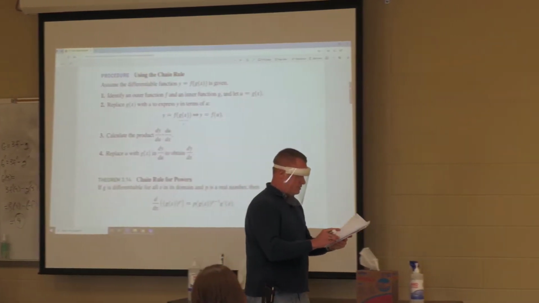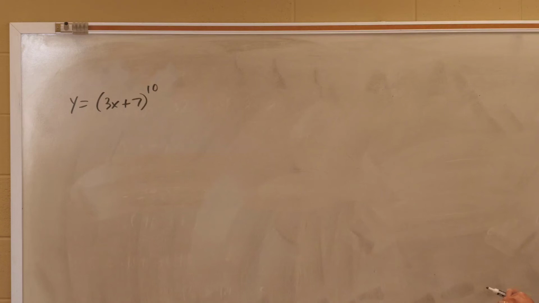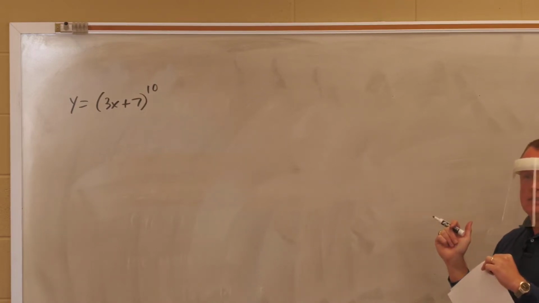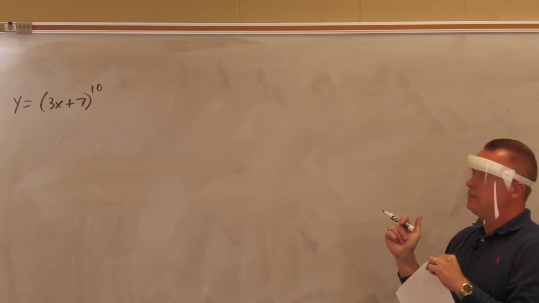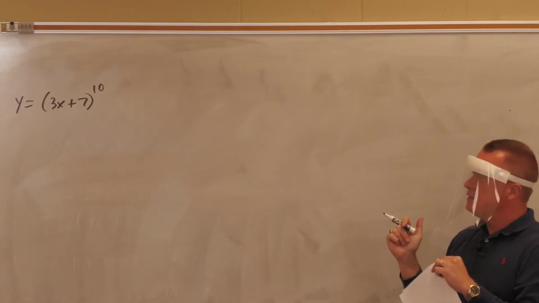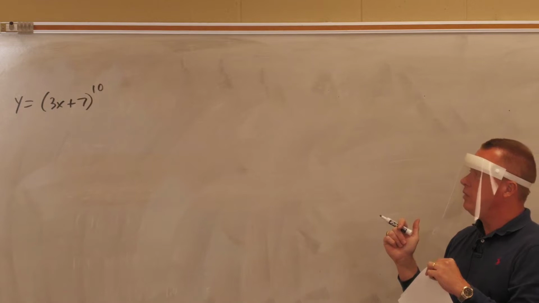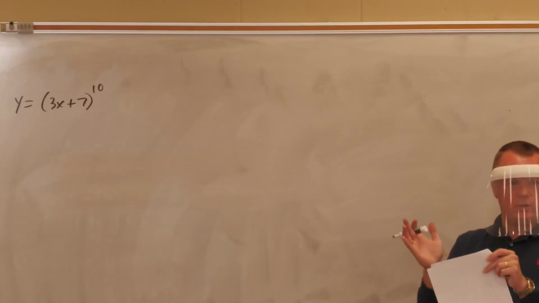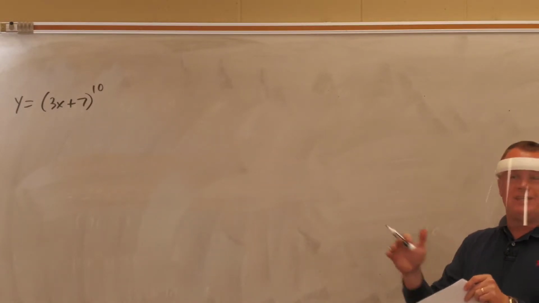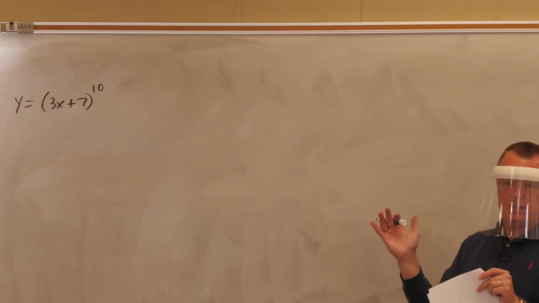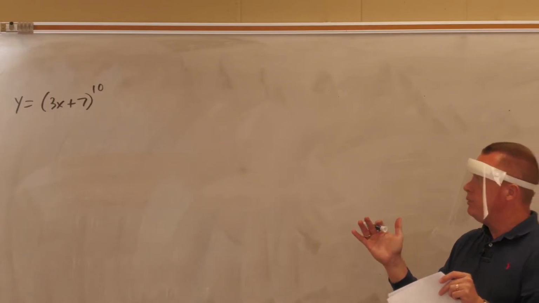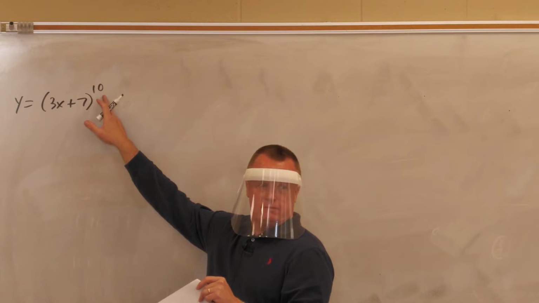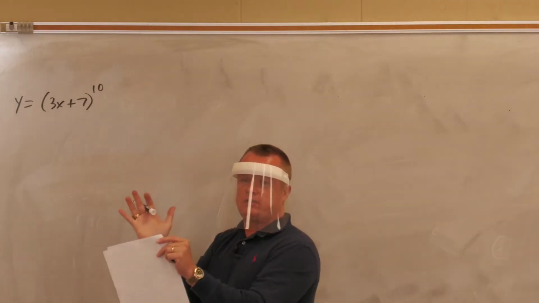All right, let's try that. This is a composition of functions. What would the outside big function be here? 3x plus 7, to the 10th power. So what would the inside function be? The inside function would be 3x plus 7. So what would the outside one be then? It would be the power of 10. That's outside. The inside's 3x plus 7.